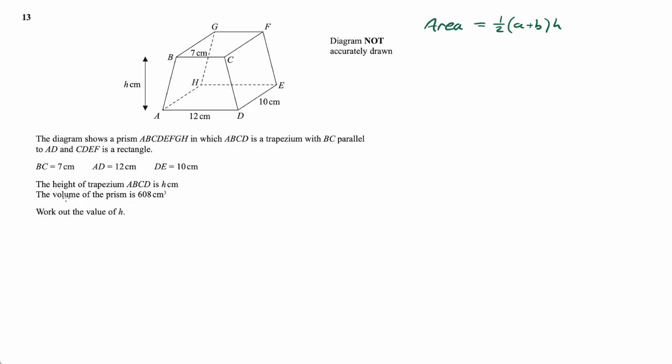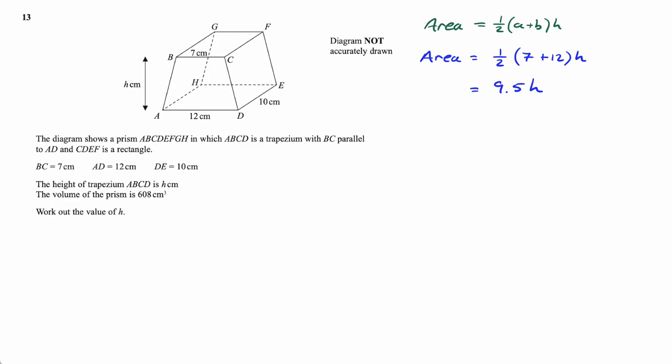Okay, he gives us the volume of the prism, and he says work out the value of h. Okay, so the area, guys, let's do the area first. The area is a half a plus b, so that's 7 plus 12, times h, we don't know, that's just h. So this is equal to 7 plus 12 is 19. A half times 19 is 9.5. So the area is 9.5 h.